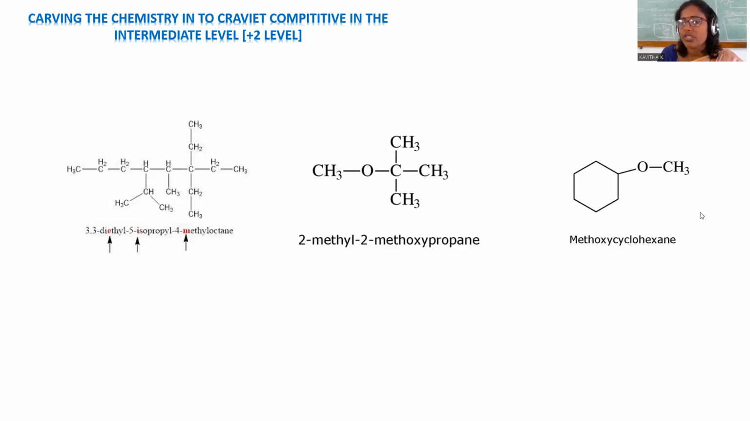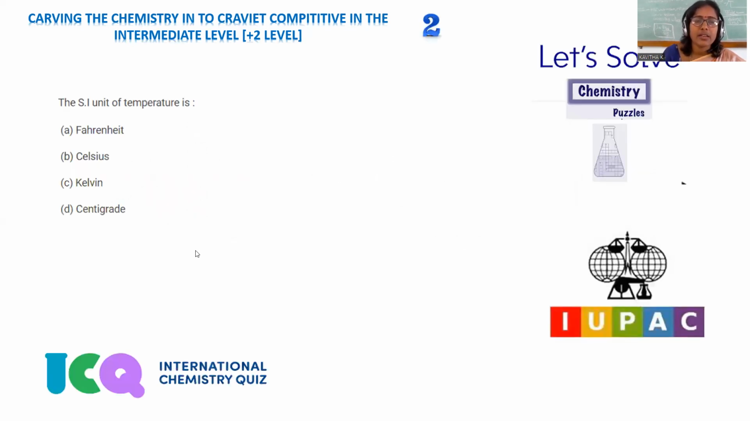Let's go with compound 3, where we have a methoxy side chain on this cyclic compound. This is a 6 carbon ring, so we can say cyclohexane. Alkoxy alkane, so methoxycyclohexane, simple to mention the name of this compound. This is the way for IUPAC nomenclature. Let's go with another question.